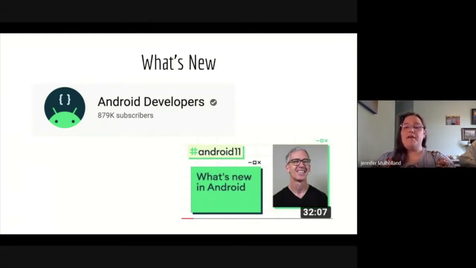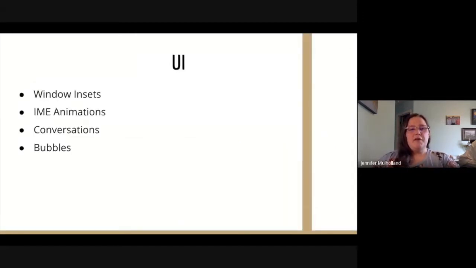If you haven't already watched this video, it's 32 minutes. It's got a lot of good information, and it gives you a brief view of what each of these things are. He starts with UI, and he talks about the window insets, and he doesn't really talk about all the changes. He just mentions that there are a lot of changes, and that part of the reason that they finally got around to doing these changes is so that they could have the IME animations function the way they wanted them to.